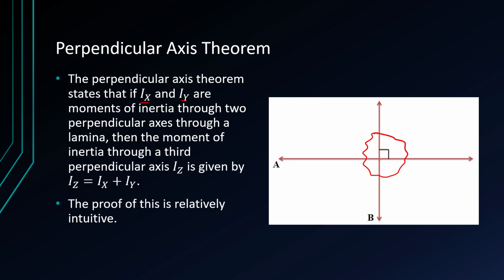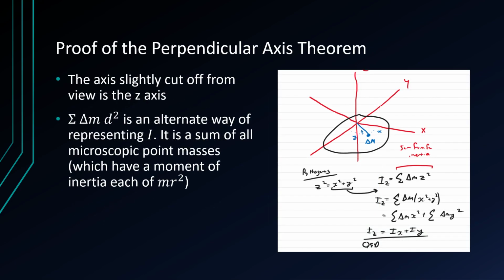So what that means is if we were given an object here and it's rotating about these two axes, if we decided to pick a third axis perpendicular through one of them, then it's simply the moment of inertia of this third axis is the sum of the moments of inertia of the two axes. So the proof of this is relatively simple.